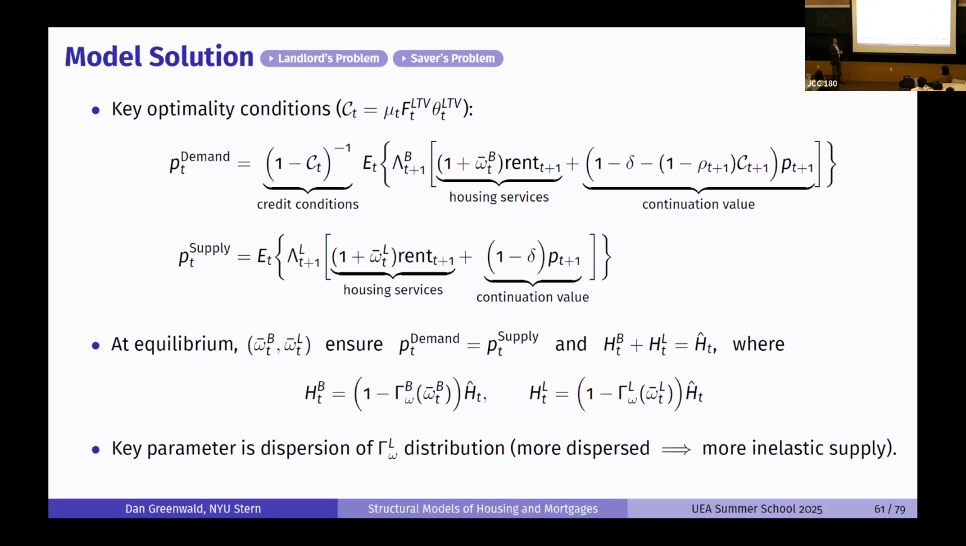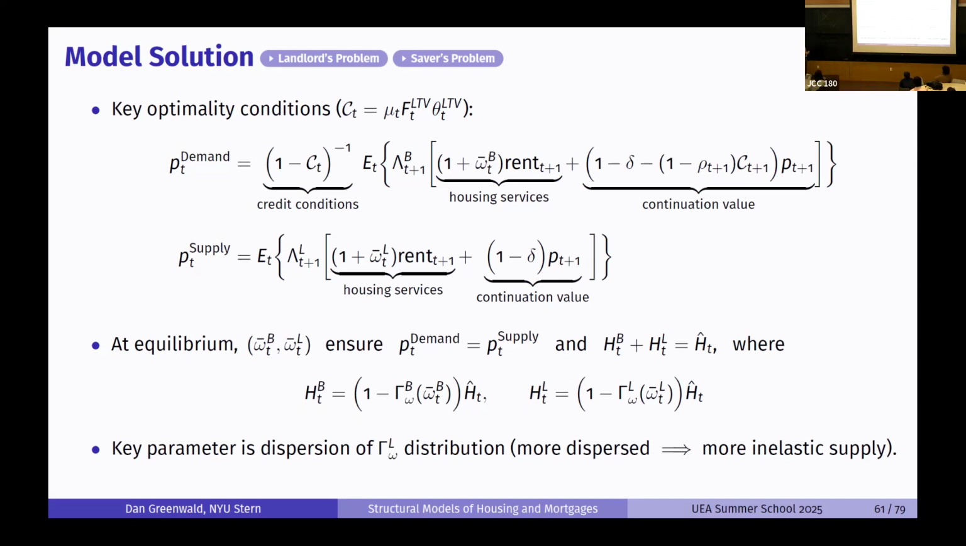I didn't go over this last term, you can ignore it. It basically comes from the fact that if you have long-term debt, you don't transact every period, you have to actually remove some collateral value for the fact you're probably not going to use your house as collateral next period. But don't worry too much about that.